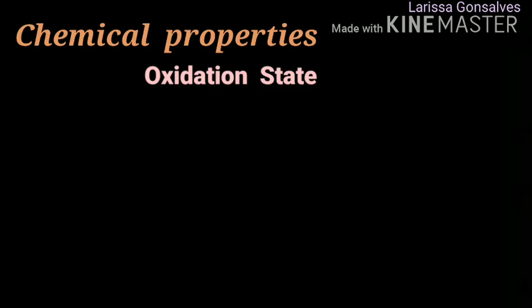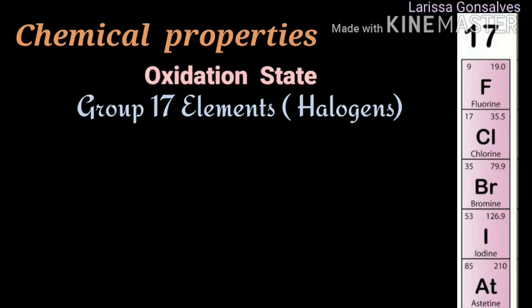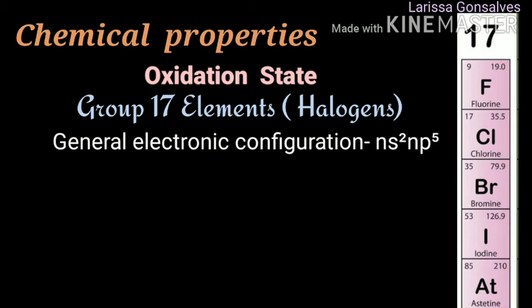Now we move on to study the oxidation state of group 17 elements, which are also called halogens. The general electronic configuration of group 17 elements is ns2np5. So in order to attain the noble gas configuration, it has to accept 1 electron to form E- ions, or has to share 1 electron to form a covalent bond.